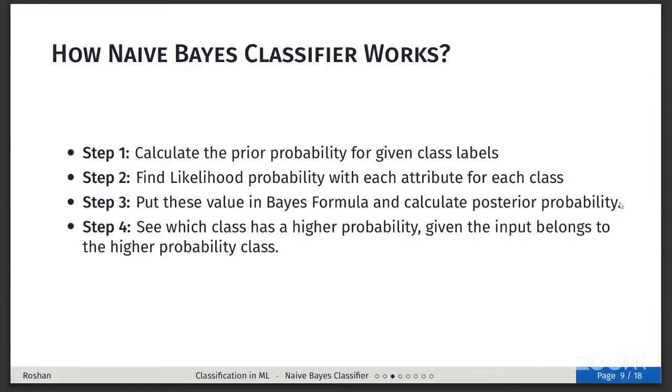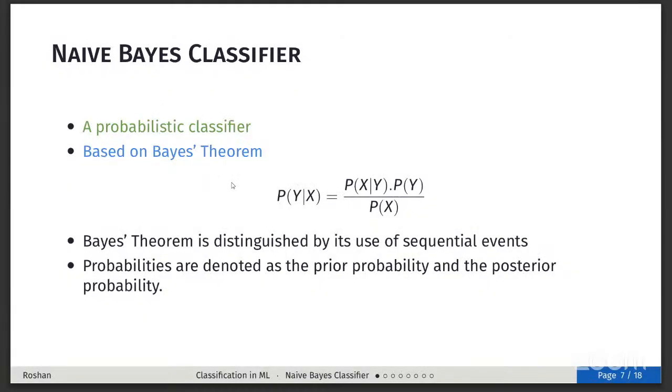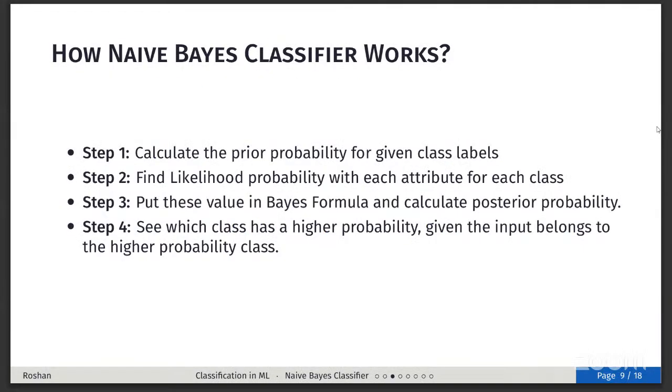Then what you do is you find the likelihood. Likelihood is essentially this term. P of X you don't need to worry about right now, but this is the prior, this is the posterior, this is the likelihood. Put these values in the formula and calculate the posterior probability. You do it for class 1 and class 0 and see whichever has higher probability, the input belongs to that class. This is how you do it.